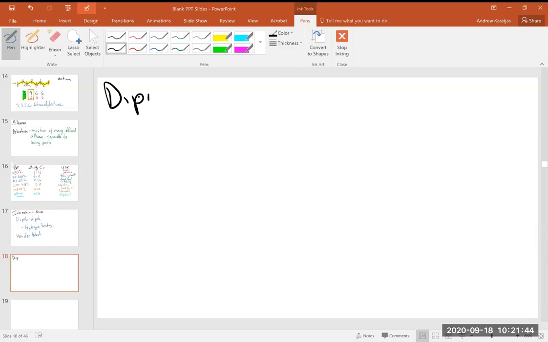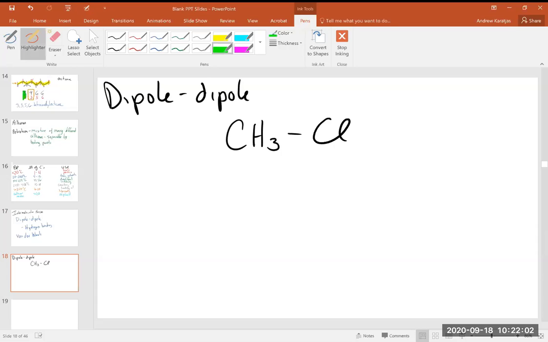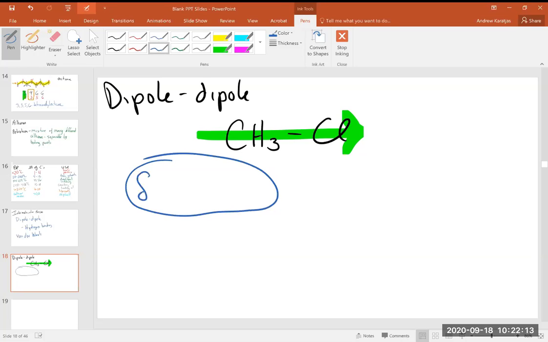But what is dipole-dipole interaction? Well, we know that anytime we have a molecule where the electrons are not shared equally, one with a polar covalent bond, those electrons go in the direction of the more electronegative atom. And that can kind of look like this.